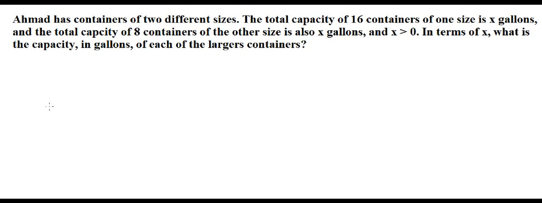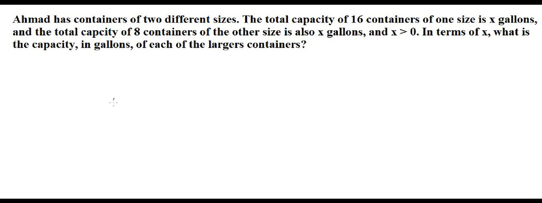So it says, Ahmad has containers of two different sizes. The total capacity of 16 containers of one size is X gallons, and the total capacity of 8 containers of the other size is also X gallons, and X is greater than 0. In terms of X, what is the capacity in gallons of each of the larger containers? Okay, so go ahead and start the time.